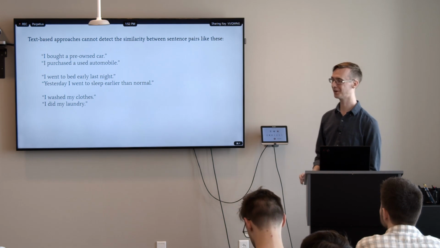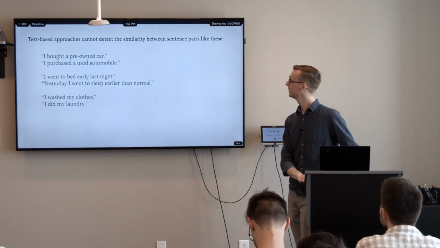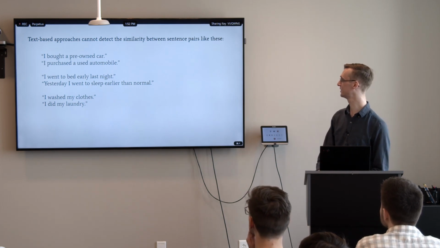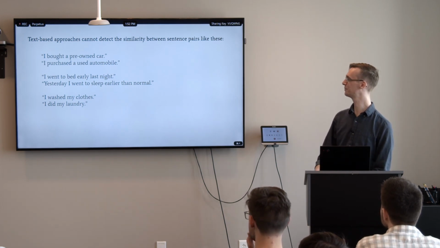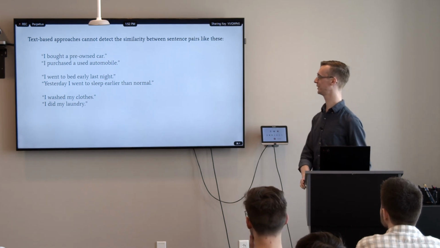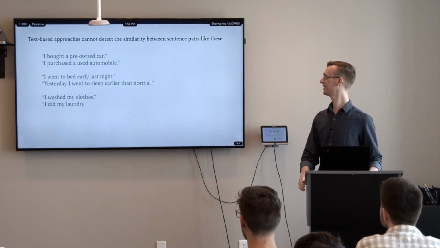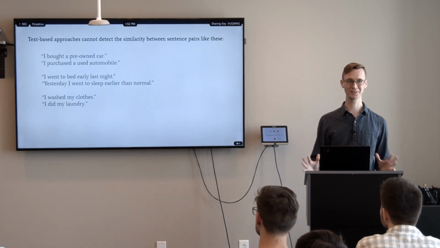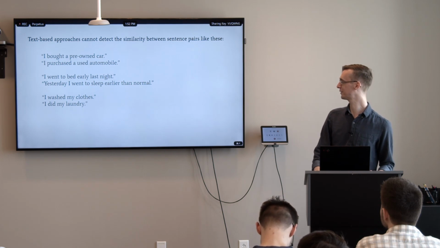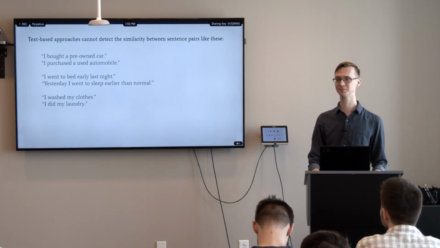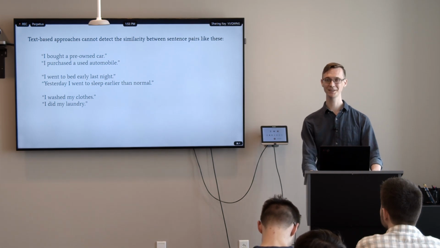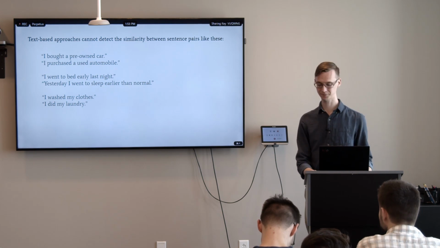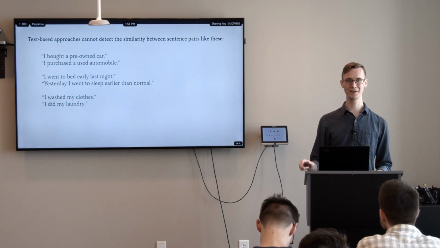And furthermore, going off of the synonyms idea, text-based approaches cannot detect the similarity between pairs of sentences like these. So if I say, I bought a pre-owned car, I purchased a used automobile; I went to bed early last night, yesterday I went to sleep earlier than normal; or I washed my clothes and I did my laundry. These pairs of sentences say roughly the same thing, semantically equivalent, but as far as text goes, they don't share any words. So one domain of NLP is to get computers to understand the similarity of sentences like this. This is referred to as semantic textual similarity.